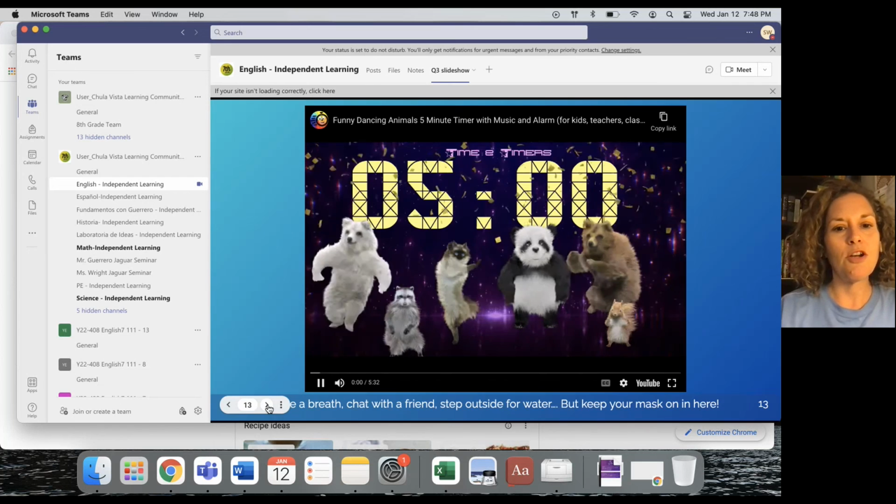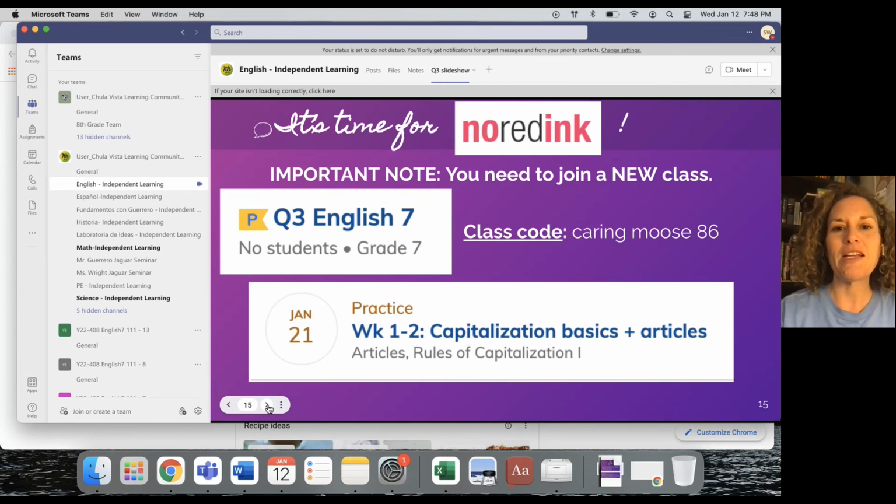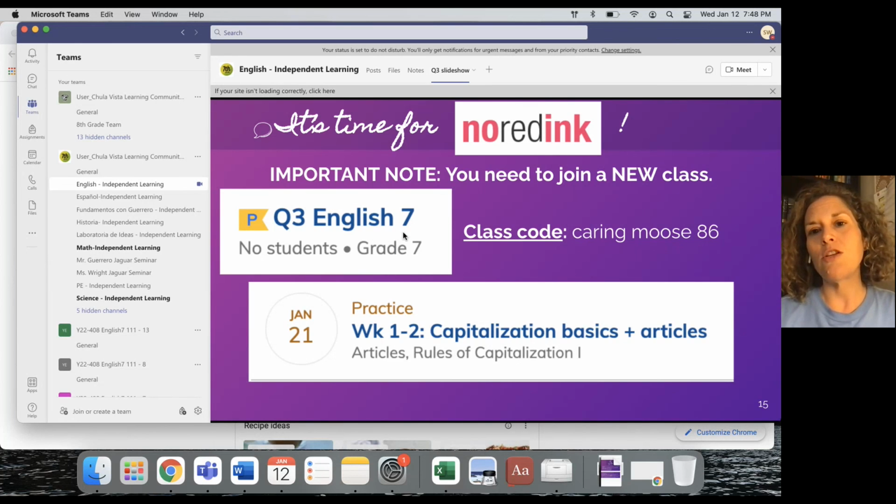And then just one little note about No Red Ink. That's the class code, and you're going to be adding Q3 English 7. For anybody who's already been regularly doing No Red Ink, what you could do is just log in like normal, and then you're going to need to go to My Classes. You go to a drop down menu on the top right hand side, and then figure out where it says My Classes, and you're going to drop your old class and then add this class, Q3 English 7.